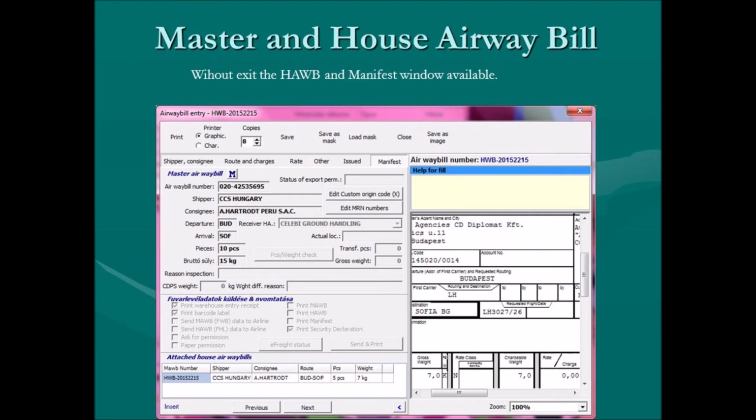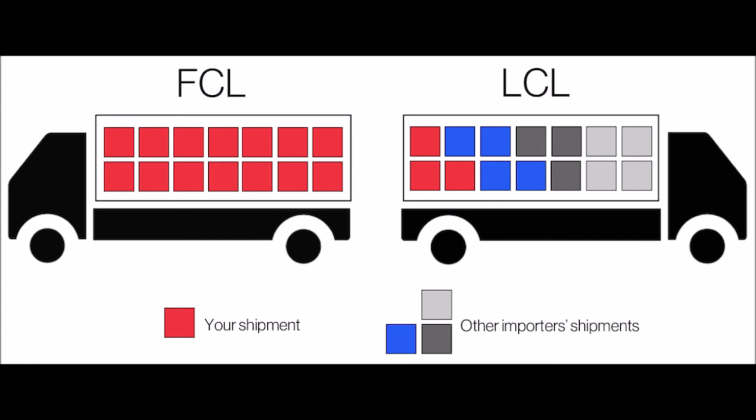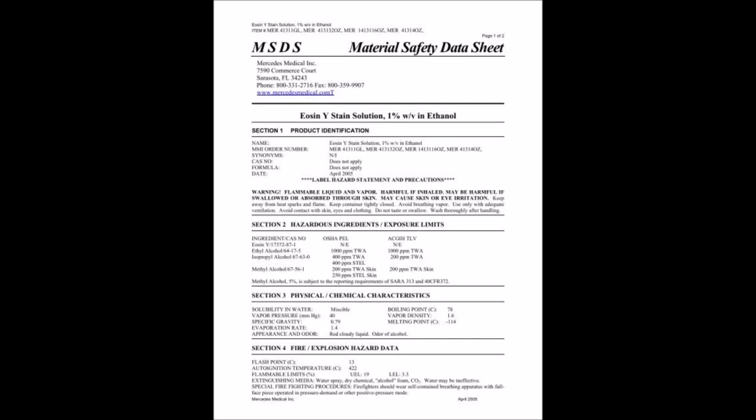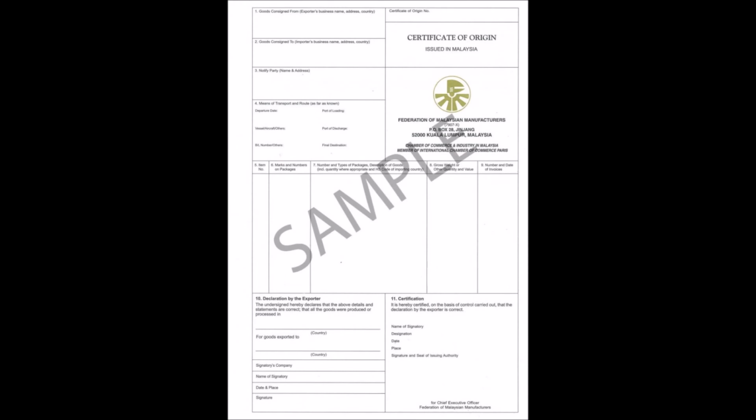Regarding sea shipments, we have LCL and FCL. What is LCL and what is FCL, we will discuss in detail in other parts. Insurance certificate. We have many types of insurance policies for export shipments. We will discuss in detail in next part. Material safety data sheet, which we call MSDS, and Certificate of Origin, which we call COO.